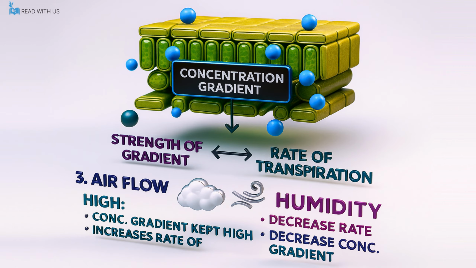On the other hand, if the air is humid, meaning it already contains a lot of water vapor, the gradient between the inside and outside of the leaf is smaller. This means less water will diffuse out, and so the transpiration rate decreases. In summary, factors such as increased light, higher temperatures, strong air movement, and low humidity all work together to speed up the rate of transpiration, while the opposite conditions will slow it down.